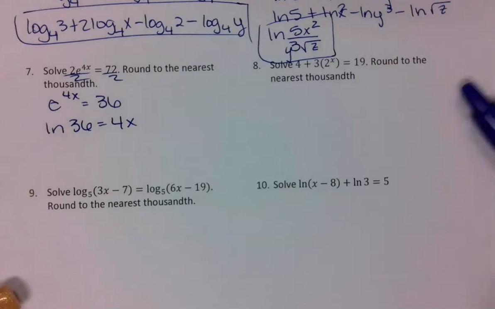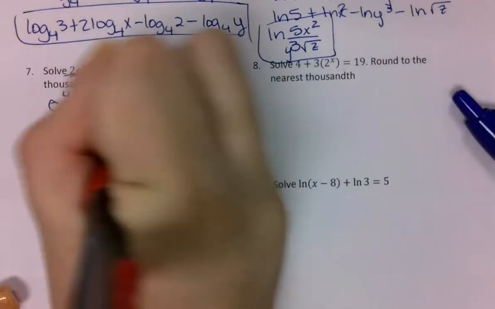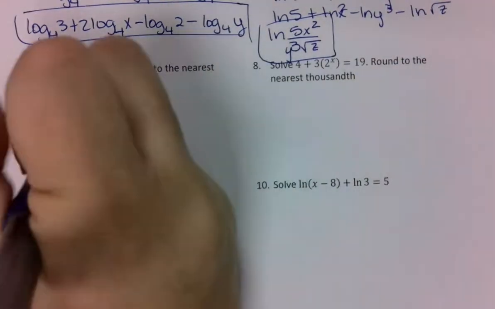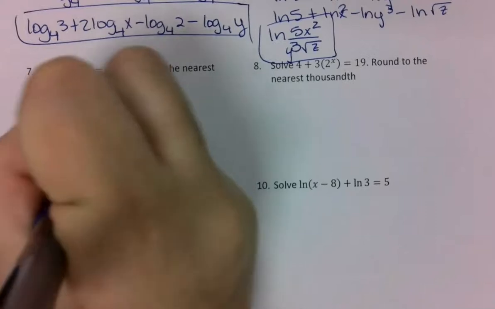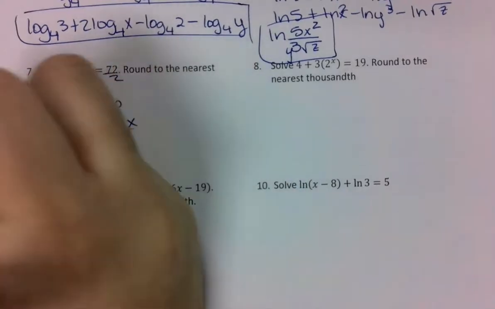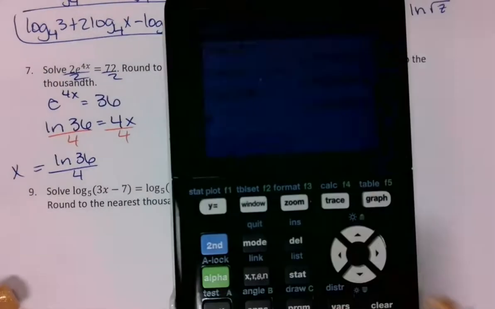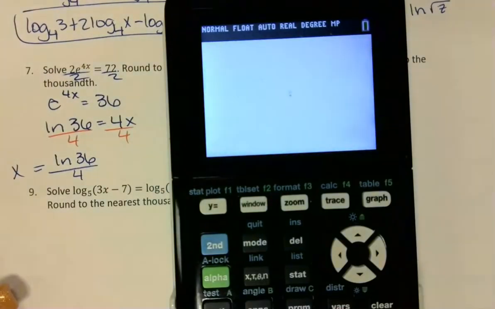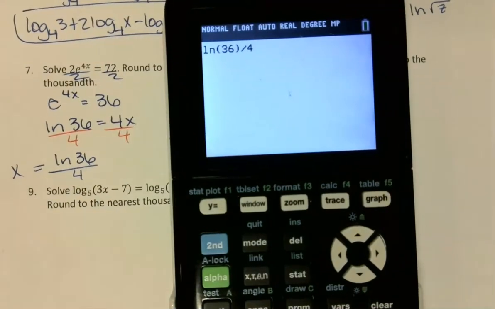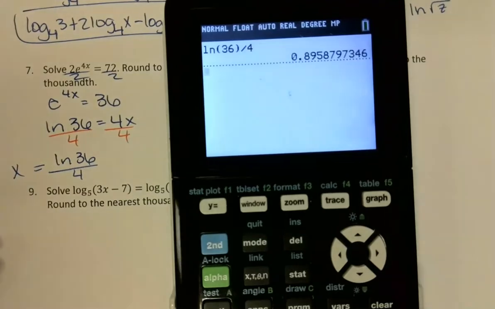I want to isolate my variable. So I'm going to divide both sides by 4. And this gets me ln 36 divided by 4. And this is what I want to type into my calculator. I'm going to do ln 36, close the parentheses, and then divide by 4. This is because ln 36 is a different number than 36. So this gets me 0.896.